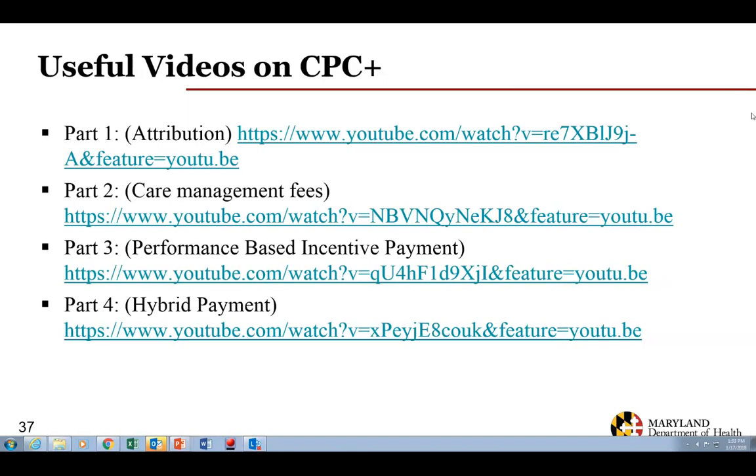There's one that says it's been delayed until the total cost of care phase. It has not been delayed. It's been extended till 2020. But the answer to that question is that this does not mean that the primary care model will not begin in 2019.